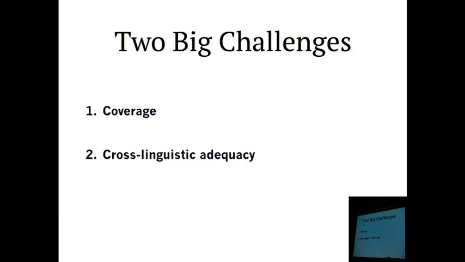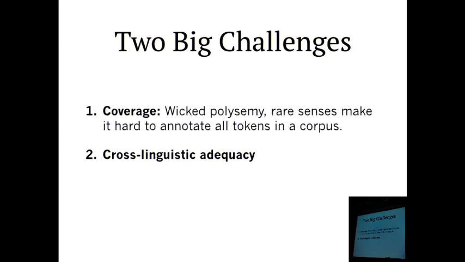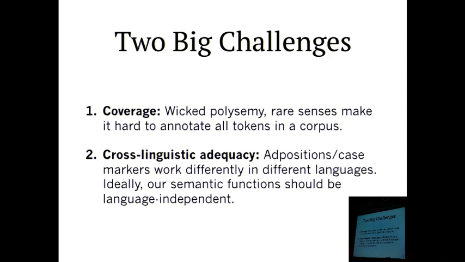Okay, so the two big challenges in this work are, first of all, coverage. So coming up with, due to all this polysemy as well as rare senses of each of these prepositions, how can we come up with a manageable scheme that is still flexible and robust enough to apply to all the tokens of English? And then the second part is about looking at other languages.